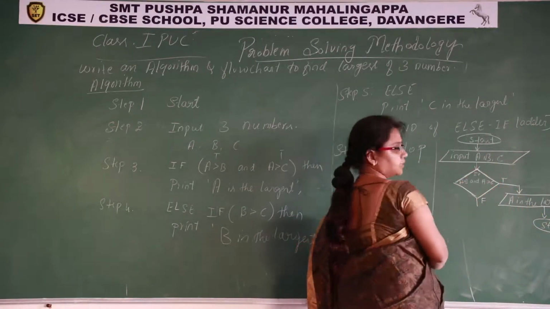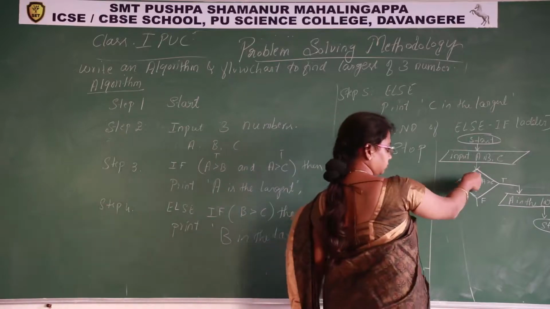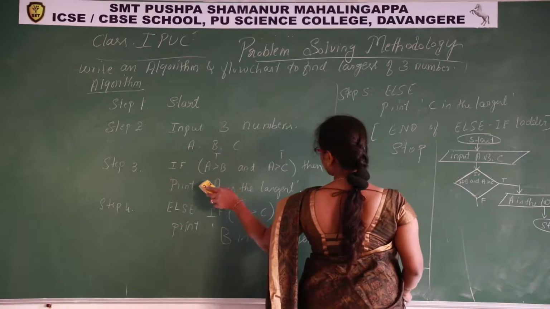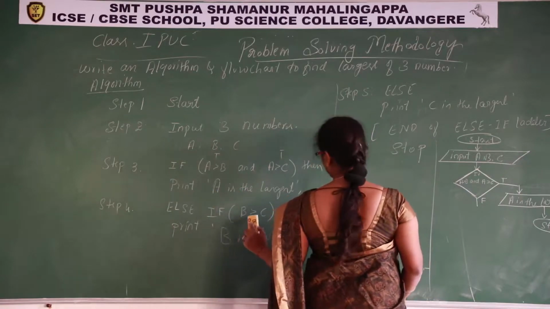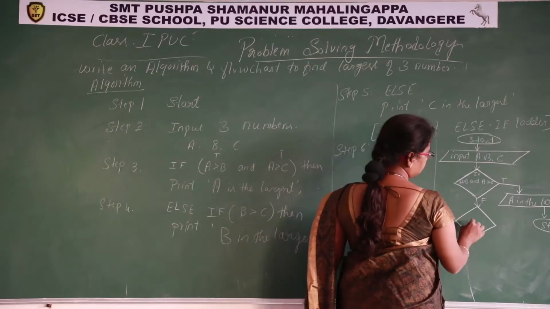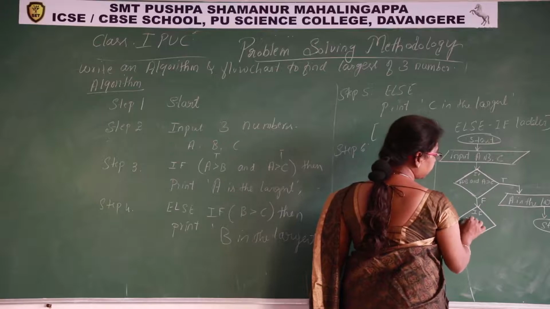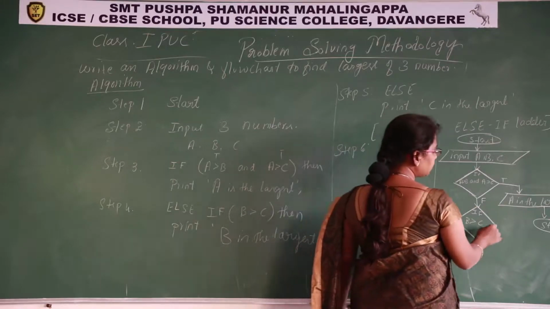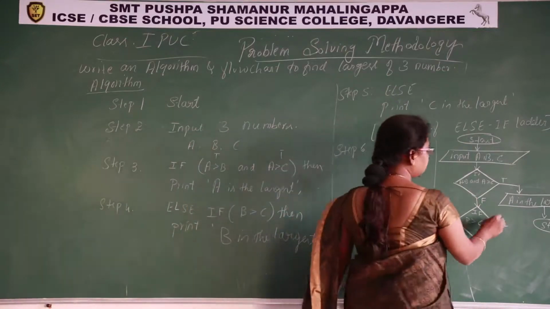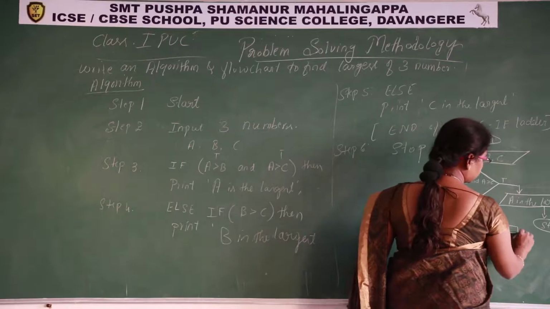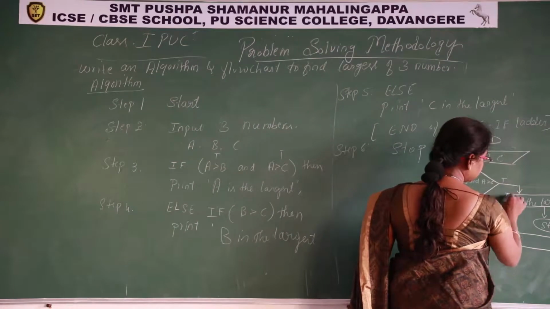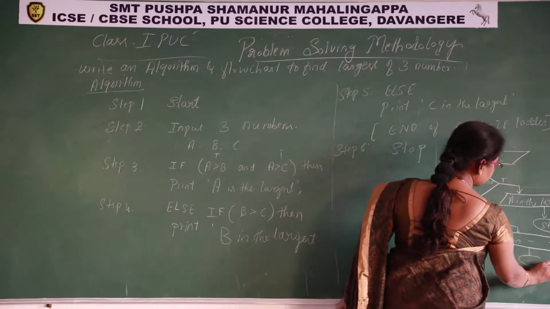If this condition fails, then it goes in this direction. If false, what should happen? Again one more condition, if B greater than C. So you must write one more rhombus. If B greater than C, here also we have two possibilities, true and false. If it is true, it has to display B is the largest. Again a parallelogram. B is the largest. Then stop.